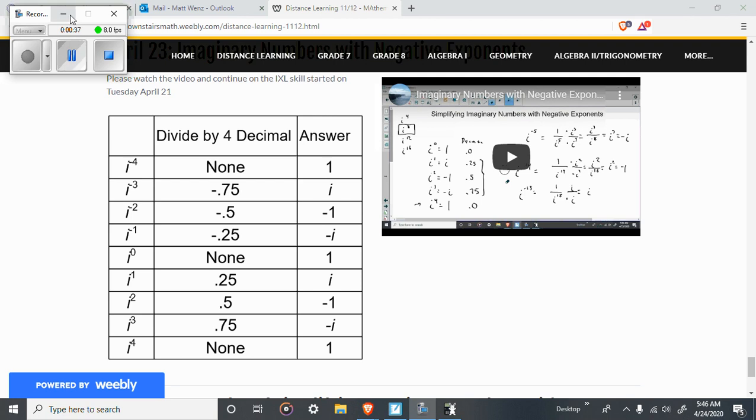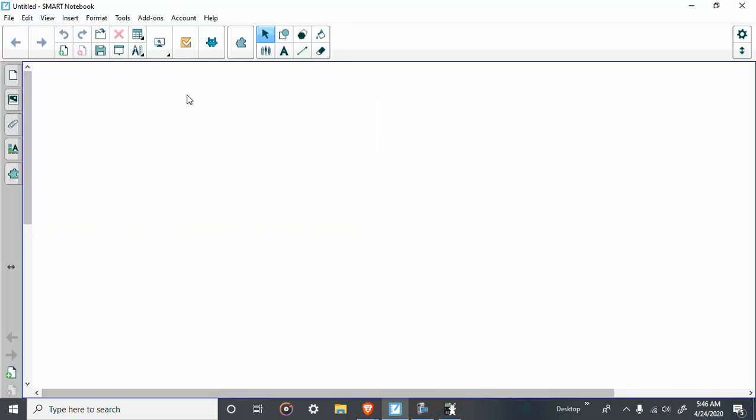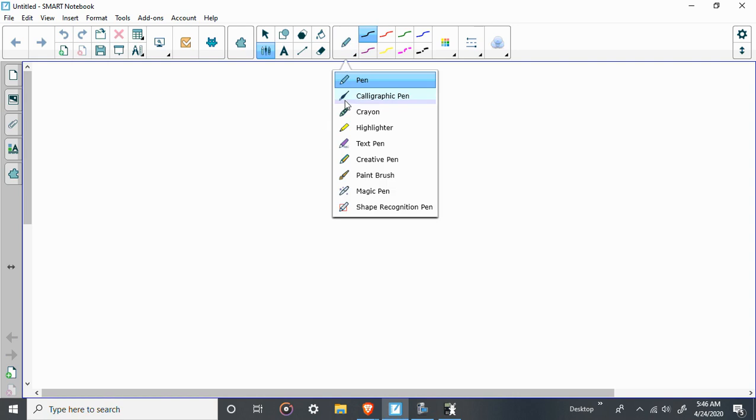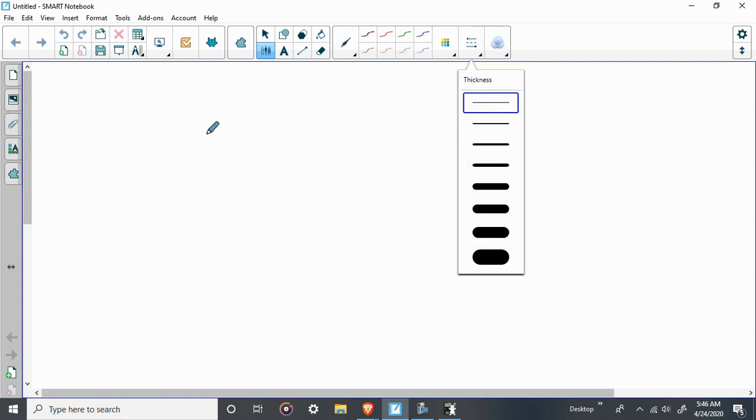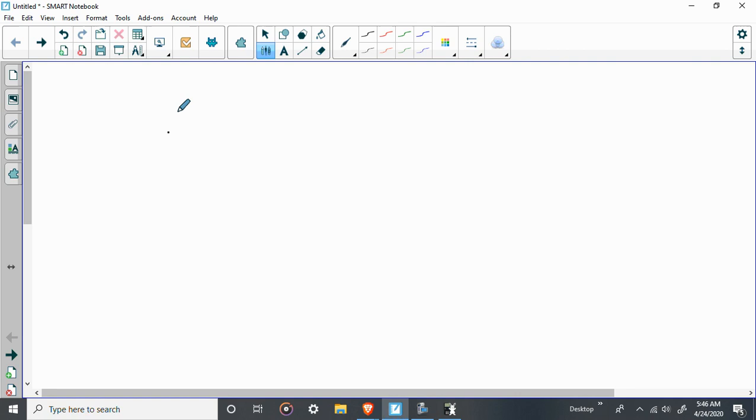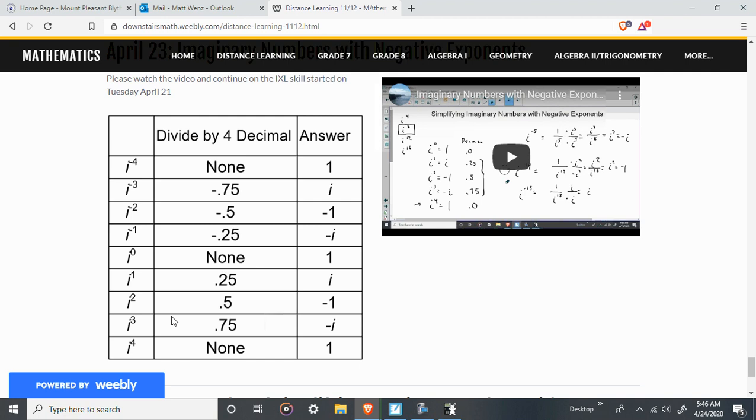Pretty much what it comes down to is any i we get with an exponent. So if we have i to the 4th, which we know, a must-know thing, is equal to 1. And again, put that on your chart, right here: i to the 4th is 1. So if you see i to the 4th, it is 1.